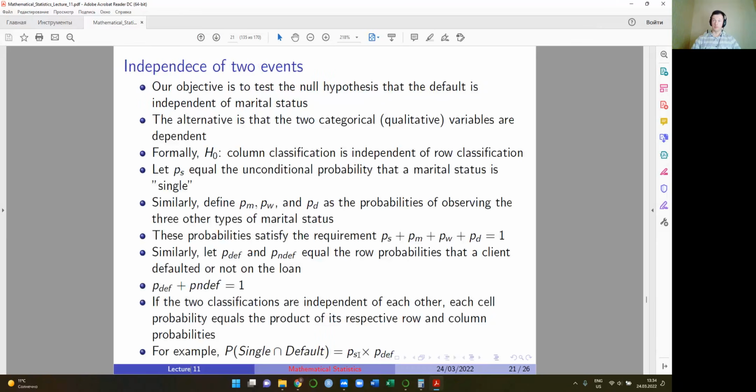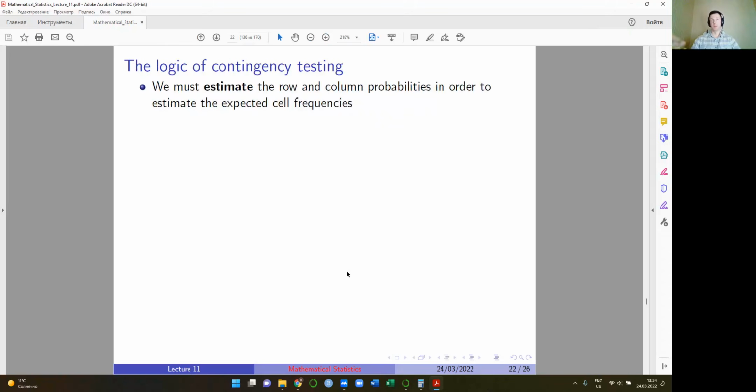The problem is we don't know these true probabilities, right? These true probabilities, PS, PM, PW, PD, P default, P not default, are not known to us. And as usual, if you don't know some population parameter, we must estimate it. So here is the logic of our next steps. We must estimate the row and column probabilities in order to estimate the expected cell frequencies.